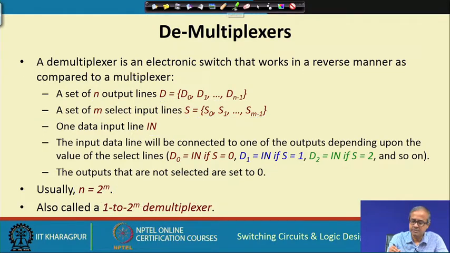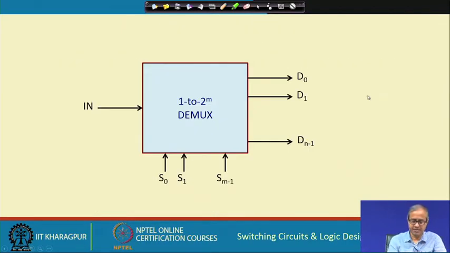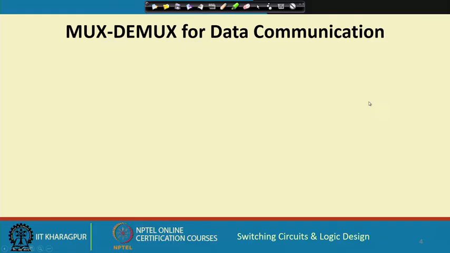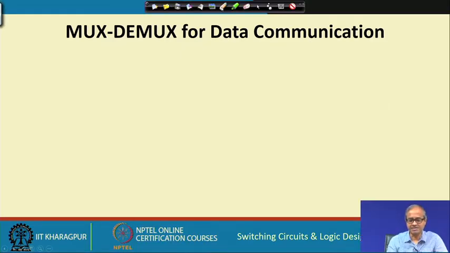Okay. So, as I said, a demultiplexer looks like this. There is one input, n number of outputs, and select lines which will be selecting one of the outputs, the input will be connected to that. Now, you may think what the applications of these demultiplexers are. There are many applications in fact, but one application I would like to highlight is their use in data communication.